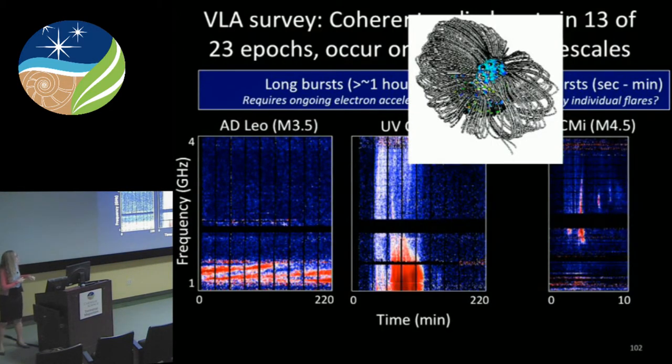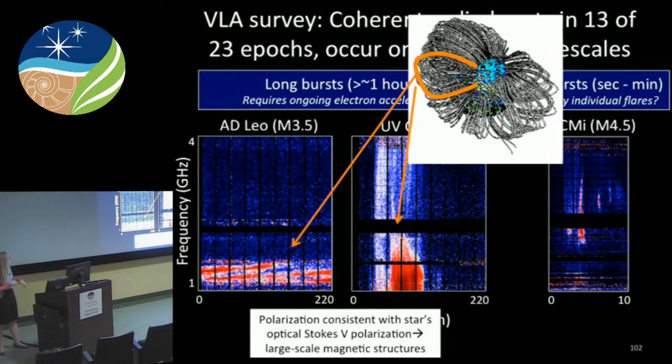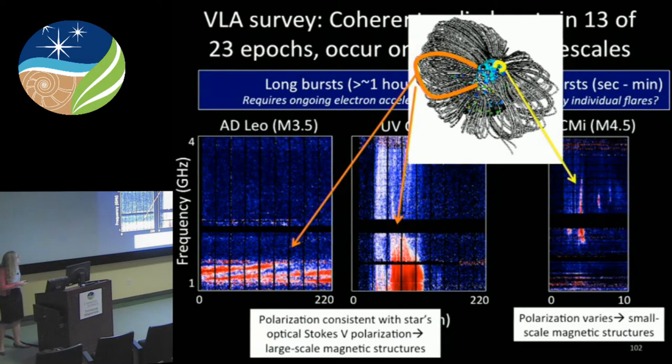And to highlight this again, what this is suggesting is that the long duration emission, whose polarization is likely determined by the magnetic field orientation of the star, would be originating in the large scale field, where the polarity is set by the star's large scale magnetic dipole orientation. Whereas the short duration bursts, which have varying circular polarization, would be originating from small scale structures, which have essentially random magnetic orientation, and where you're likely to get flaring.